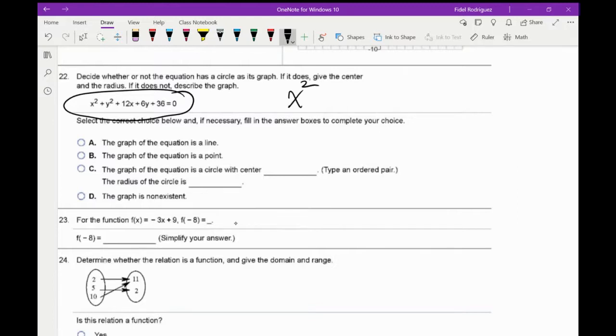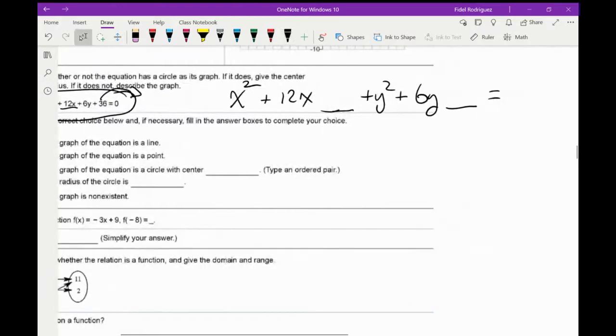So I'm going to put an x squared. If you notice, we got a 12x. I'm going to put that right next to it. I'm going to leave a little space right here. And then I'm going to do the same thing with the y's. So I'm going to put a plus y squared. And then I have a plus 6y. I'm going to leave another little space. And I'm going to take this 36 and move it to the right side. And it's going to give me a negative 36.